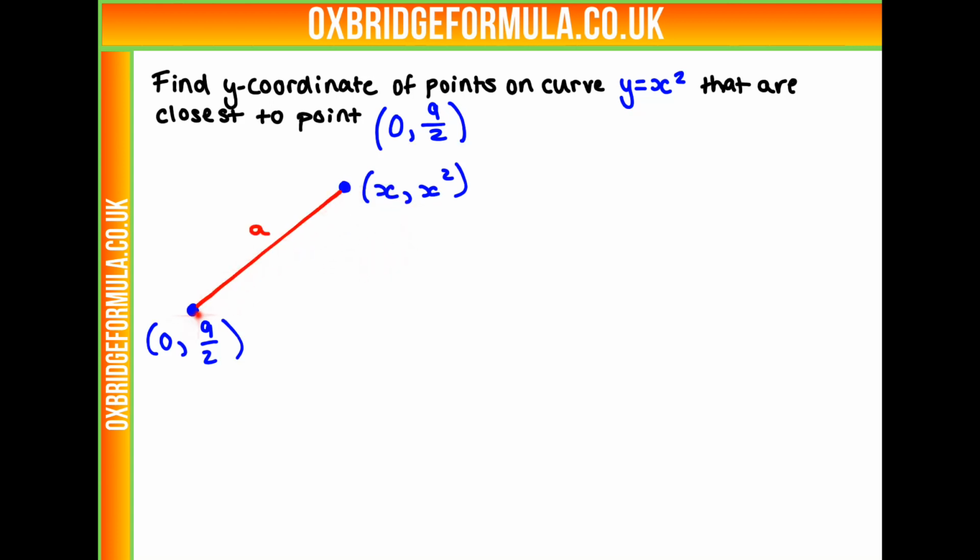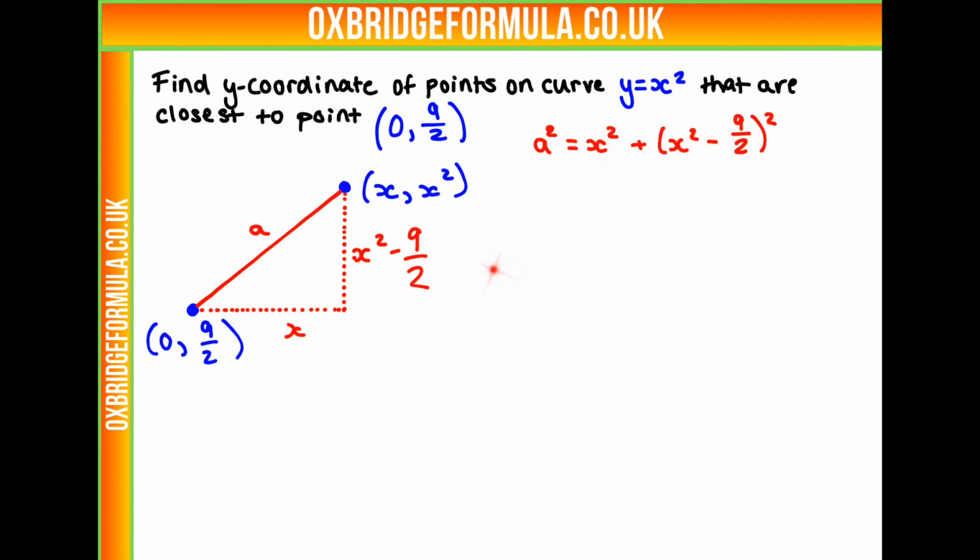So that's going to be this distance here, which I'm going to call a. And can we find an expression for a in terms of x? Well, let's use Pythagoras. We can make this into a right-angled triangle and use these sides to find a. So what's our side here going to be? Well, it's going to be the change in our y-coordinates, so x squared minus 9/2. And we can do the same for our x here at the bottom. This is going to be x take away 0, or just x.